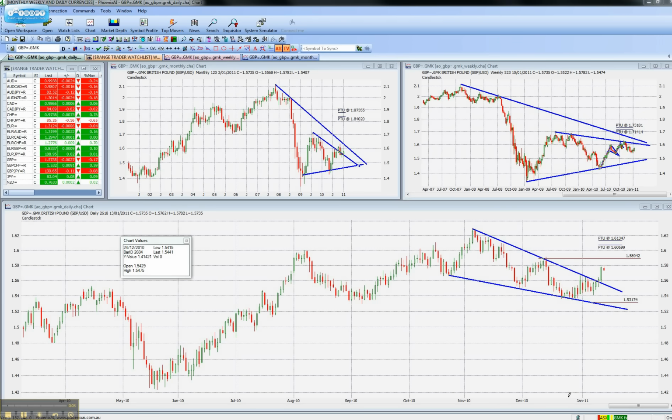Just doing the sterling USD currency at the moment, and what I want to get through is the monthly, weekly, daily, 240 and 60-minute graph to give you an idea of where this might be heading. Now, on the monthly, let's go there straight away.